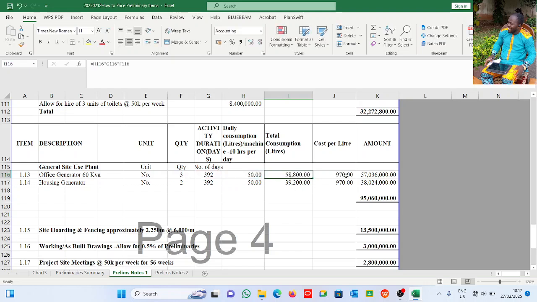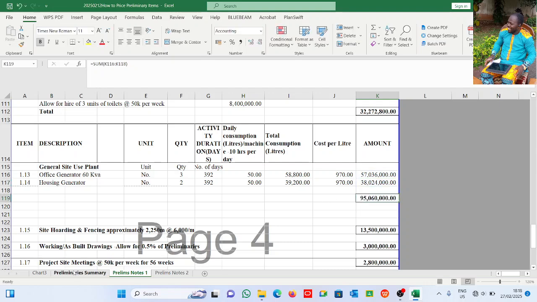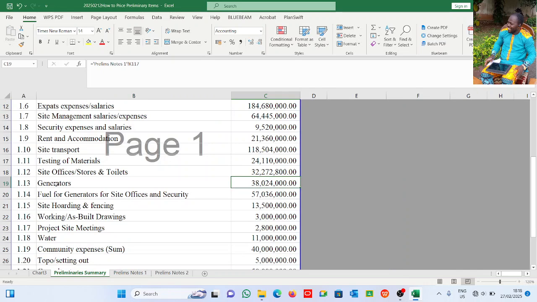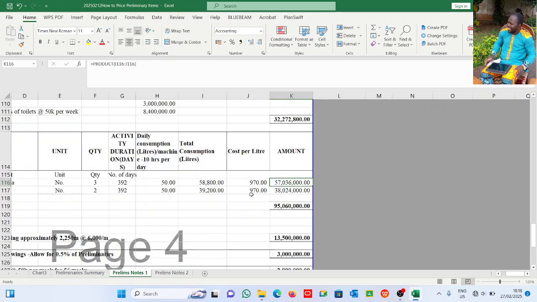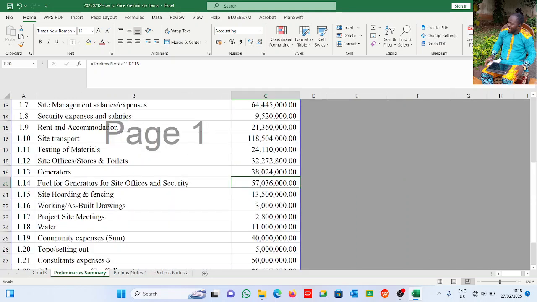So a liter is 970. That gives us this particular amount. The same thing goes for this. A liter is 970. That gives us 338 million 24,000. So this gives 95 million, but in the summary they are separated. This is generators for offices only, and this one is for the house. This is how you plan for your generators in the preliminaries.